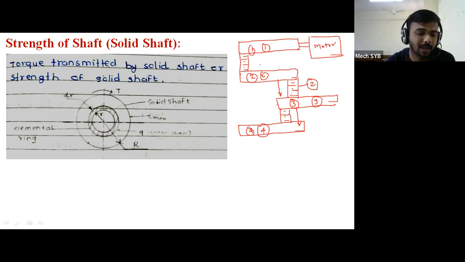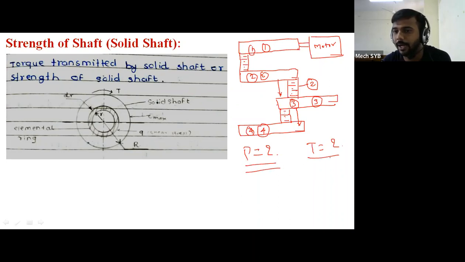ज्या ठिकाणी आपण पॉवर ट्रान्समिट करतो त्याच ठिकाणी तुमचा टॉर्क पण एका शाफ्ट पासून दुसऱ्याकडे, दुसरीकडून तिसरीकडे, तिसरीकडून फोर्थ, like that transmission will be taking place. And if I have to check the strength of the shafts, I calculate how much power is transmitted by the shaft or how much torque is transmitted by the shaft. I am calculating the power transmission capacity and the torque transmission capacity.